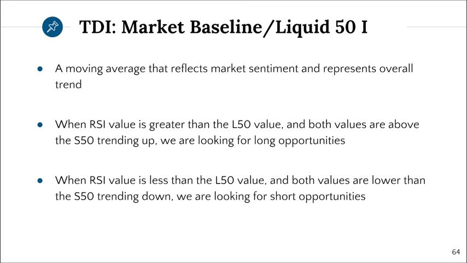So you're starting to understand that that stationary 50, I'm going to explain that to you in a minute, but that stationary 50 value is going to dictate as well if we're buying or selling. So we want the RSI value greater than the liquid 50 value above the stationary 50 in that buy zone for long opportunities. And inversely, we want the RSI value less than the liquid 50 value, so both of those lines in the sell zone under that stationary 50 to look for short opportunities.